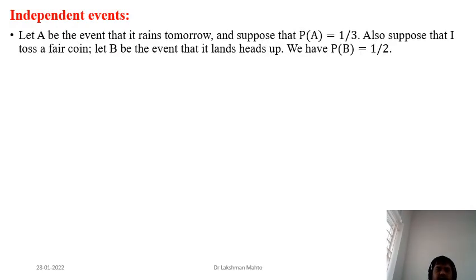Coming to another concept of today's lecture, which we call independence. What is independence, or what are independent events? Consider we have an event A. Let A be the event that it rains tomorrow, and suppose the probability of rain tomorrow is 1 by 3. Also suppose that I toss a fair coin, and let B be the event that it lands heads. The probability of getting heads in a toss is 1 by 2.